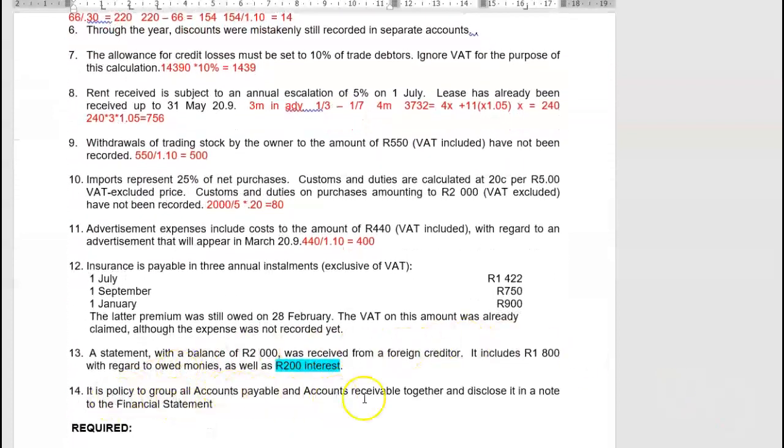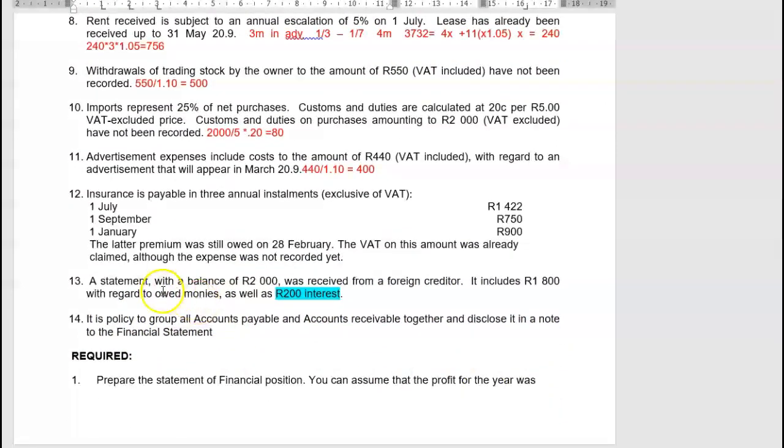A policy to group all accounts payable, accounts receivable, and so on, and that's all fine because we should know that, according to IFRS, you have to do that. You don't have much of a choice in doing that.